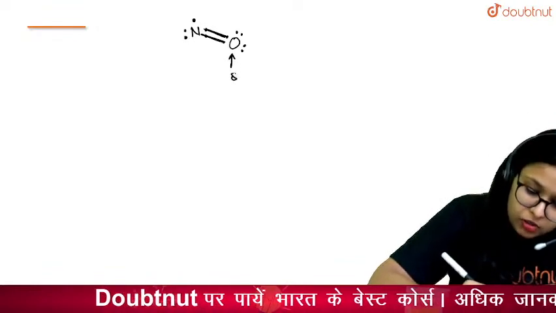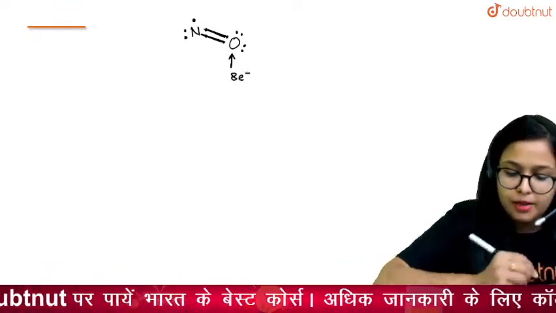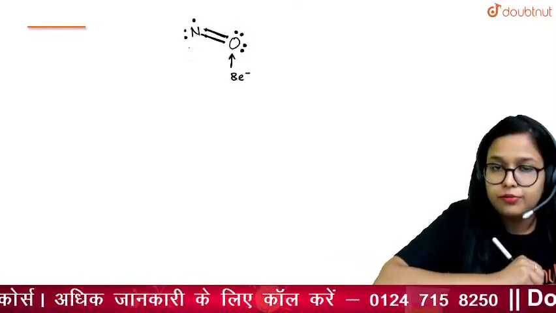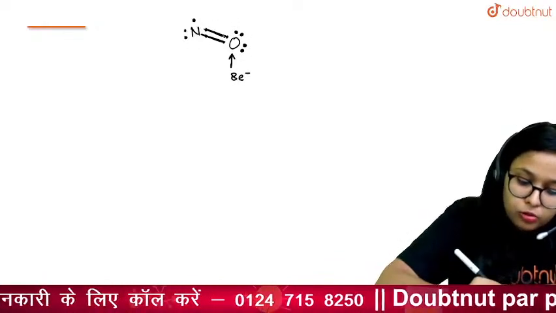The octet of this oxygen is completed because it has 1, 2, 3, 4 electrons in the form of 2 lone pairs.